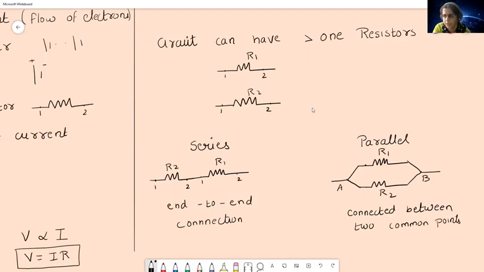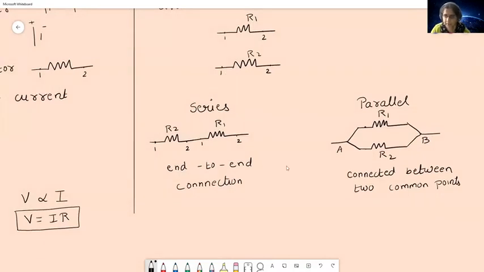So now what happens to the total resistance here? I have connected two resistors. What is going to be the total resistance? In a series, what happens to the total RT? You're just going to add it. It is going to become R1 plus R2. Let me call this RS because it is in series.